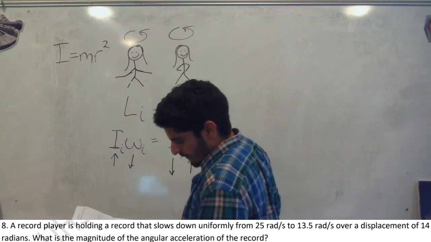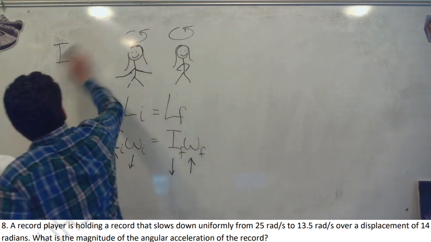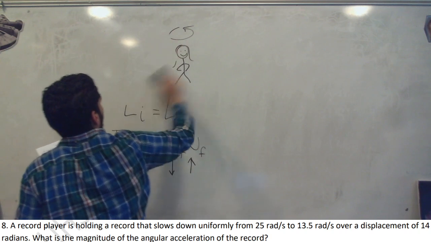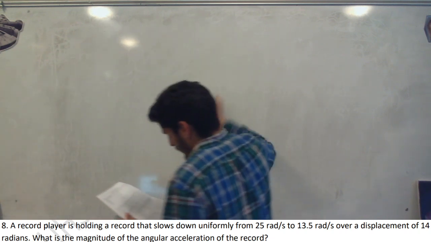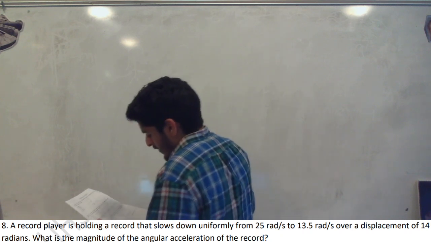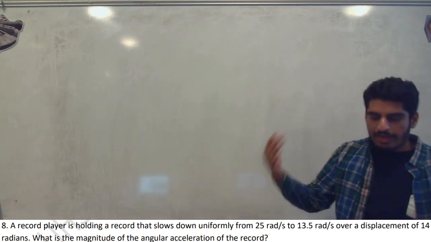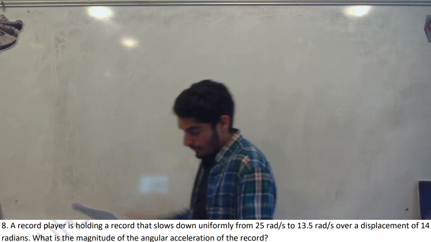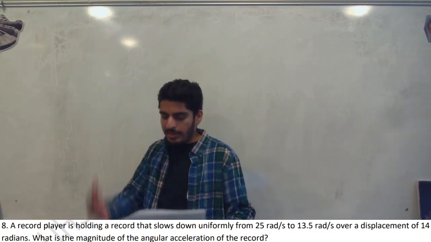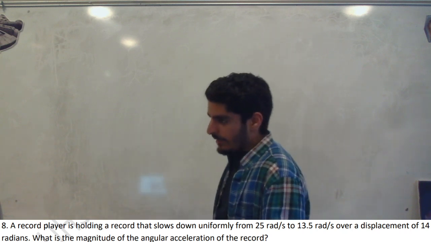Erase this. And so now we have another rotational problem. We have a record player, and it is slowing down uniformly. It tells us the initial angular speed, omega, it had, and the final angular speed it had, and the displacement in radians. We want to find the angular acceleration.